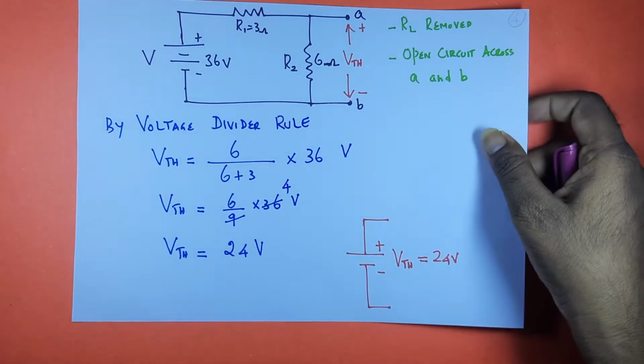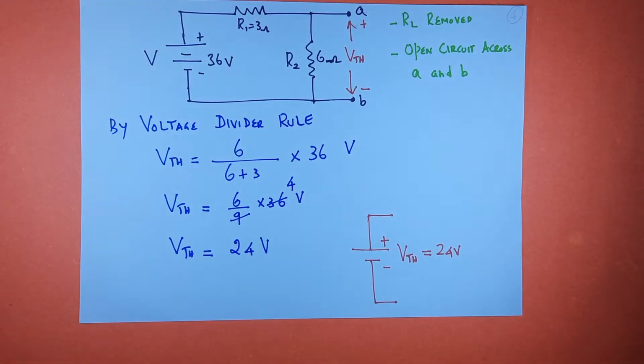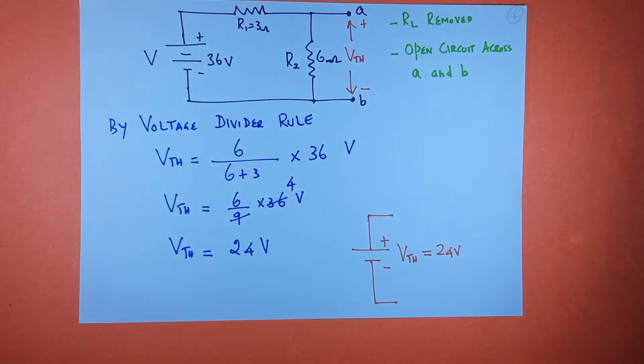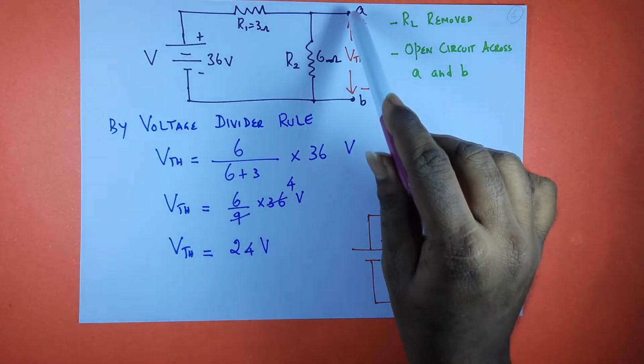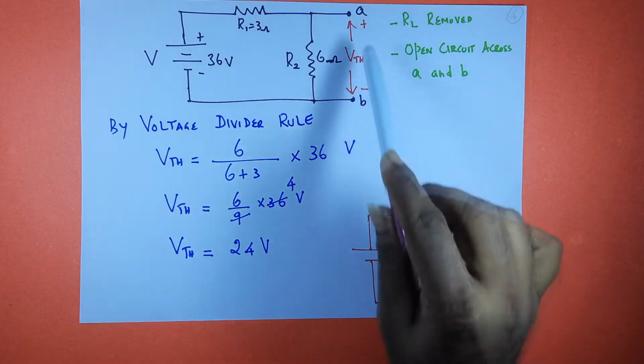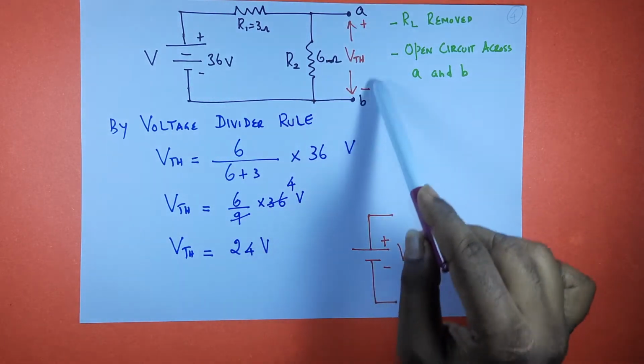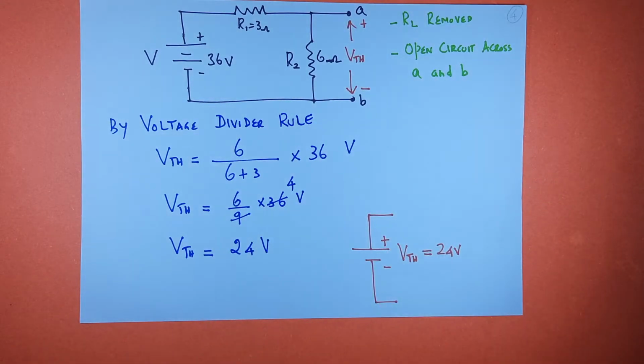So we'll apply this step. What I have done is just removed the RL, the load resistance, and we have an open circuit across terminals A and B. So you measure this open circuit voltage across terminals A and B, which is nothing but Thevenin voltage.